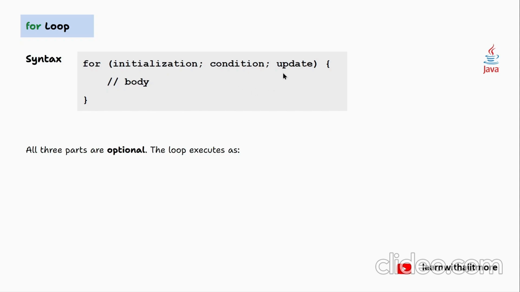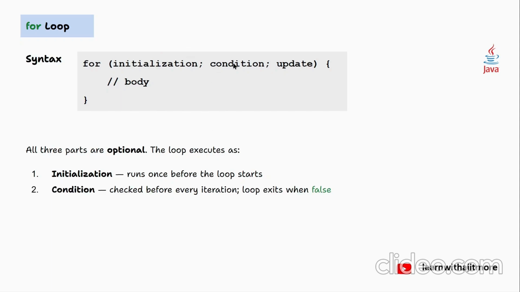See here. So all the three parts are optional. All three parts are optional. The initialization, the condition, and the update. The loop executes like this. First, the initialization is done. सबसे पहले initialization. And initialization is done only once in the beginning. For loop के पूरे life में initialization पहली बार और एक ही बार होता है. Correct? So it runs once before the loop starts.